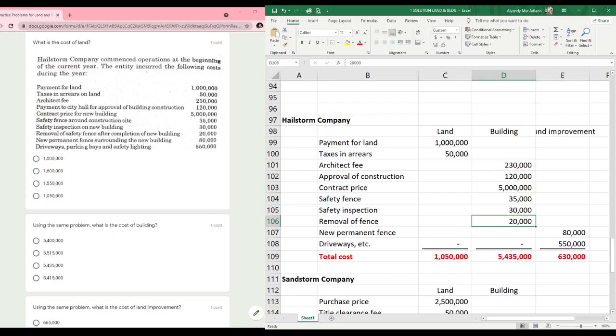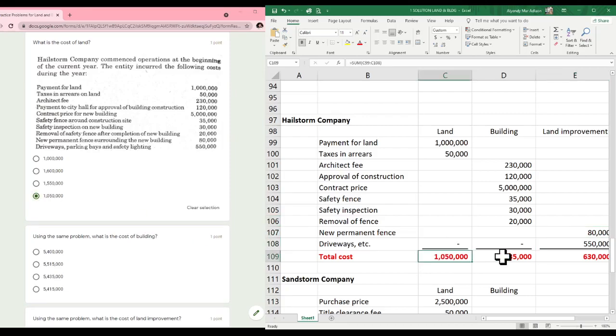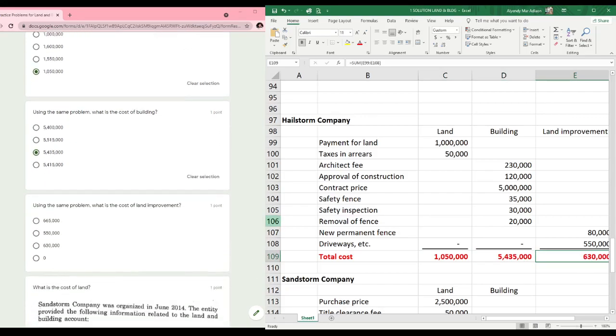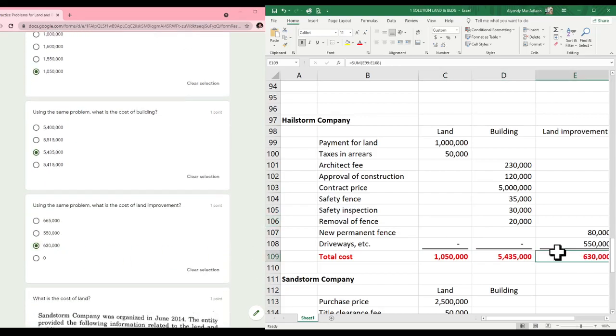New permanent fence surrounding the new building. Now take note that in this case, this is already a permanent fence. So, pag permanent na, not anymore the safety fence used for construction, but for permanent purposes, then that is already a land improvement. Okay? And also the driveways, parking bays, and safety lighting, that is a land improvement. So, we have the land, 1,050,000, letter D. We have the building, 5,435,000, letter C. And we have the land improvement, 630,000, letter C.